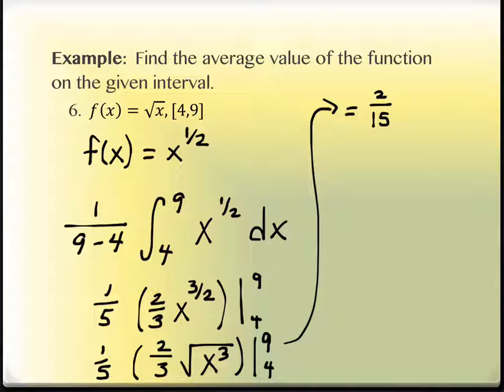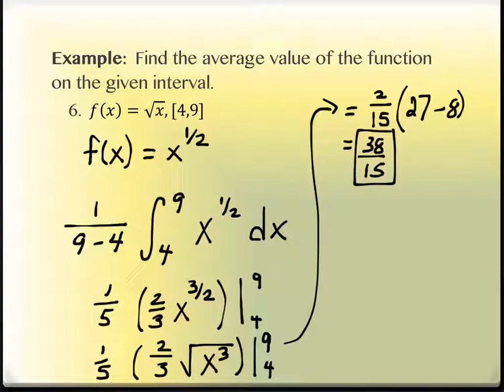And then we need to evaluate these. So what happens when I plug in 9? What is the square root of 9? 3. And 3 cubed would be 27. So that's plugging in the number 9, so that gives me 27. Now let's plug in the number 4 together. I need to do 4 square rooted. I want to square root first when I can. It's easier. The values stay smaller. What's the square root of 4? 2. And then 2 cubed would be 8. Okay, so this is minus 8. What is 27 minus 8? 19. And then 19 times 2 would be 38 over 15.